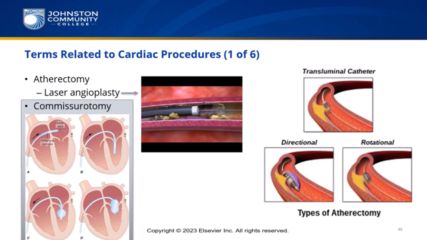Then we have a commissurotomy. This is a surgical division of a fibrous band or ring connecting the corresponding parts of a body structure. It is commonly performed to separate the thickened, adherent leaflets of a stenosed mitral valve.